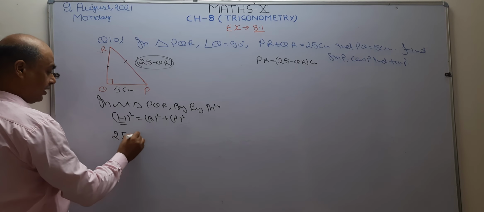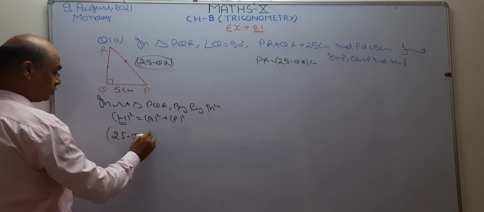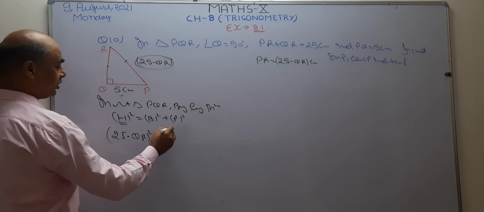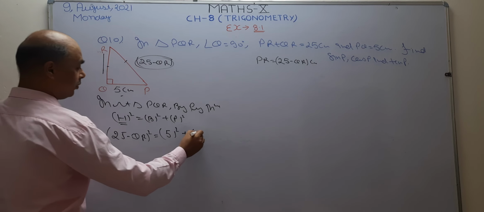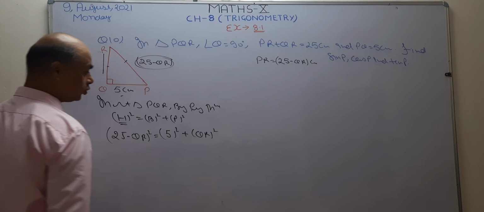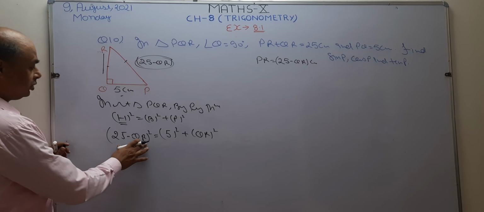Given: 25 is the hypotenuse squared, that is, QR squared plus 5 squared. What is the base? The base is given as 5, and its square. The perpendicular is QR, and its square. Now I want to solve this by using an identity.